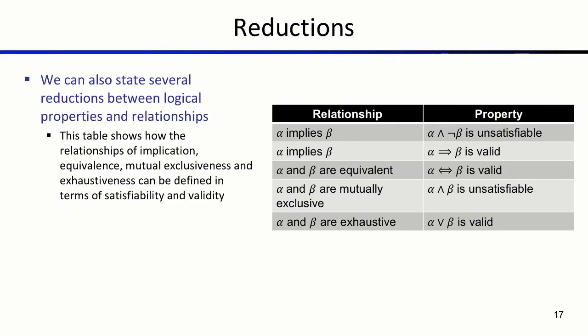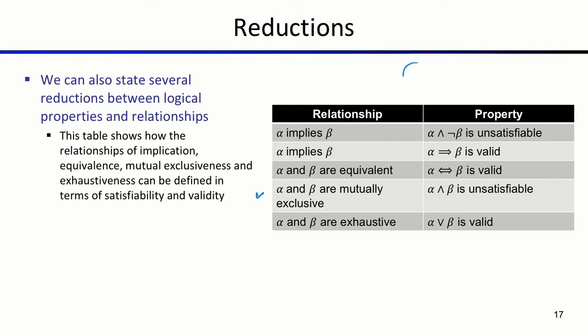Okay, and these are some reductions. It's basically showing some equivalence between relationships and the properties of satisfiability and validity. So I will not go through this in all the details, but some of them are quite obvious. For instance, if we look here, alpha and beta are mutually exclusive means that alpha and beta is unsatisfiable. So well, okay, we can accept that, right?